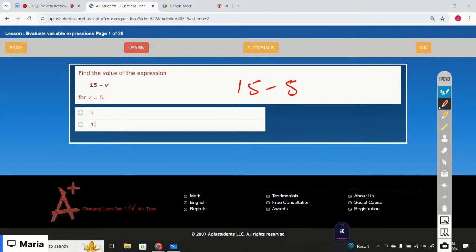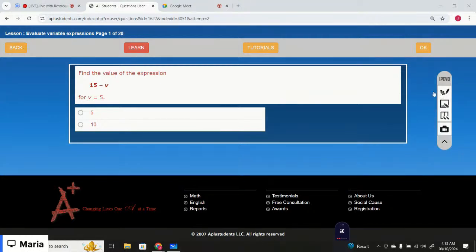The correct option is 10. Option number 2 is the correct option. 15 minus 5 is 10. Option number 2 is the correct option.